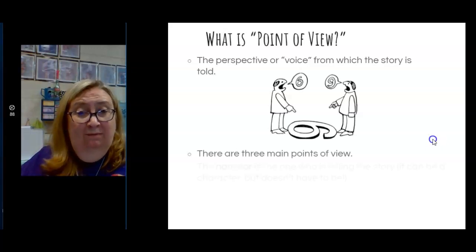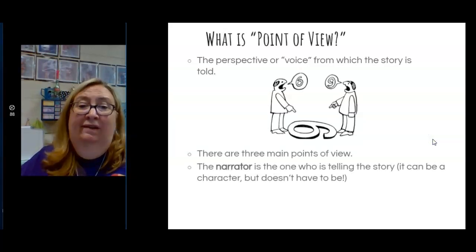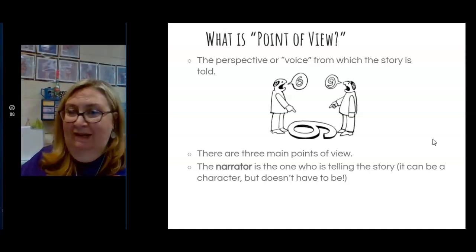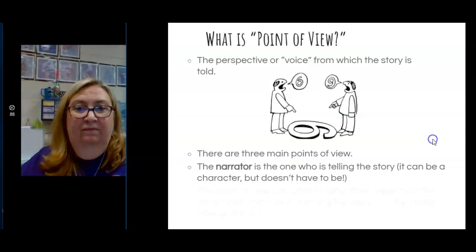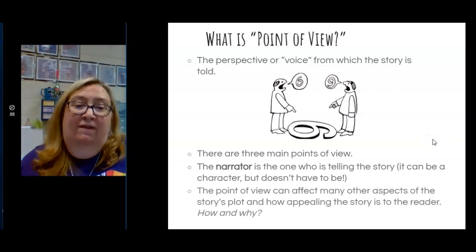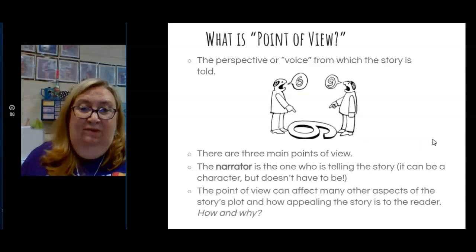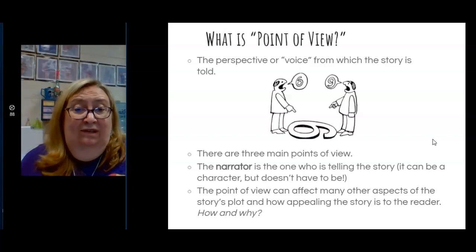There are 3 main points of view. The narrator is the one who's telling the story. It can be a character, but it doesn't have to be. The point of view can affect many other aspects of the story's plot and how appealing the story is to the reader. So we're going to figure out how and why.